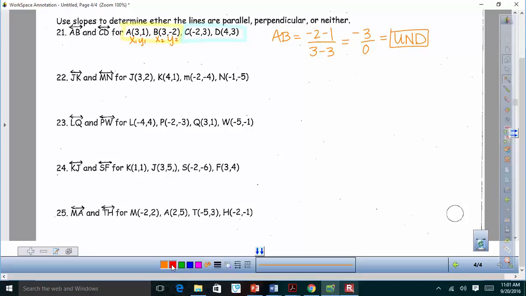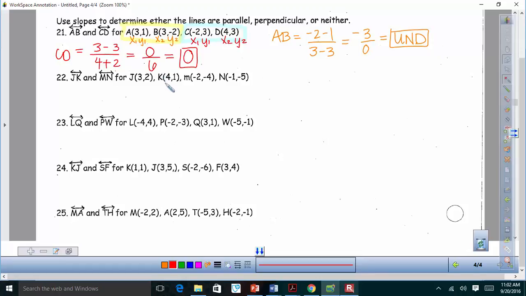And let's look at CD. So CD, I'm going to label again X1, Y1, X2, Y2. So CD is going to equal 3 minus 3 over 4 minus a negative 2, so 4 plus 2. 3 minus 3 is 0. 4 plus 2 is 6. And what is 0 over 6? 0. Okay, so we're trying to tell, is this parallel, perpendicular, or neither?